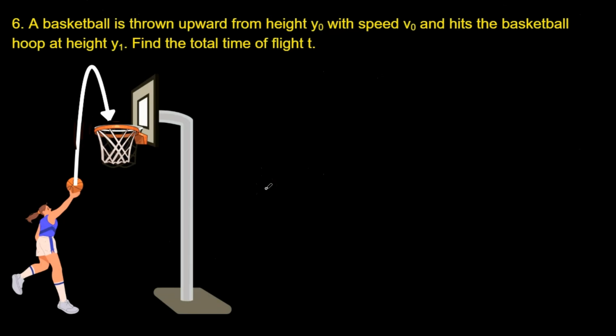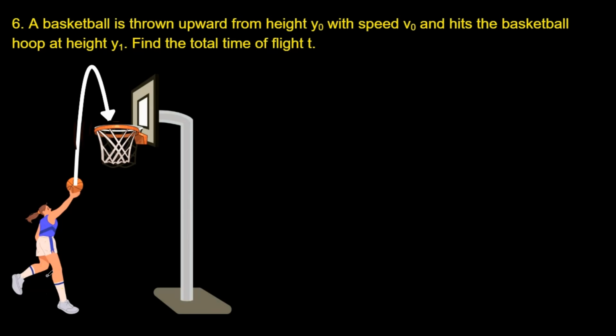In this last problem, we're going to look at a projectile problem that's thrown straight up. However, there is a vertical displacement. Question 6. A basketball is thrown upward from height y0 with speed v0 and hits the basketball hoop at height y1. Find the total time of flight t.